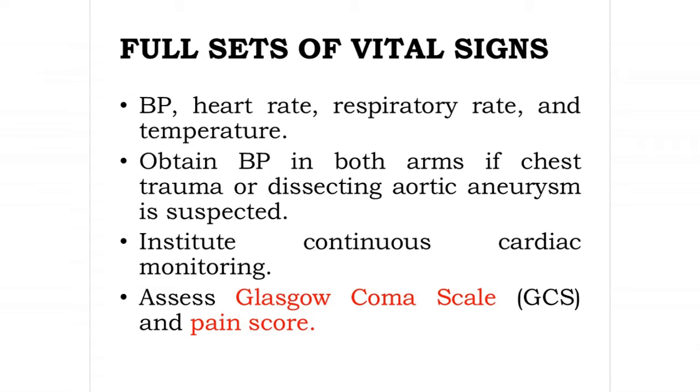Obtain a full set of vital signs including BP, heart rate, respiratory rate, and temperature. As stated previously, obtain BP in both arms if chest trauma or dissecting aortic aneurysm is suspected. Institute continuous cardiac monitoring. Assess Glasgow Coma Scale, GCS, and pain score.